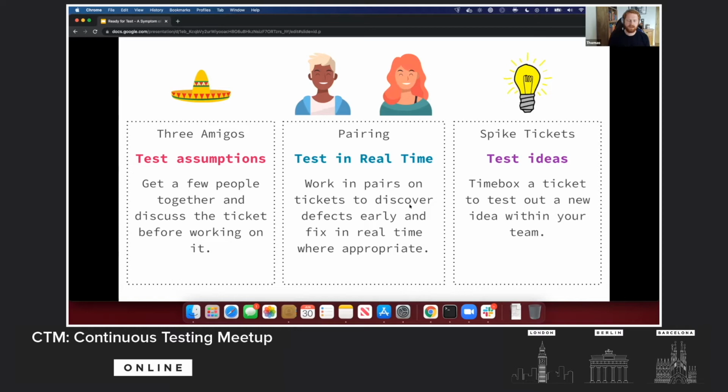In the 3 amigos, you're going to get together as a small part of the team, or maybe the entire team. Maybe the developer that's going to work on the ticket, a QA, a BA. But it could really be any collection of people. And you're going to ask questions about the ticket before work begins.